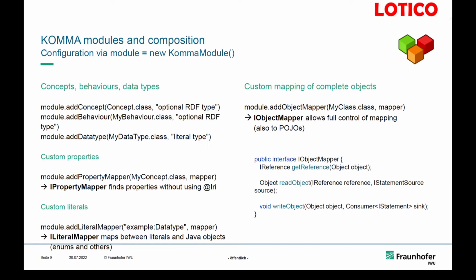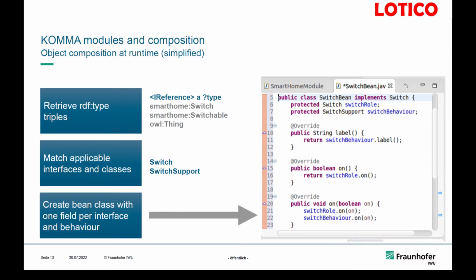So KOMMA is quite flexible in the mapping process. It's almost as configurable as Jackson, for example, where you can also configure mappers for your XML or JSON documents, and KOMMA provides almost the same features.